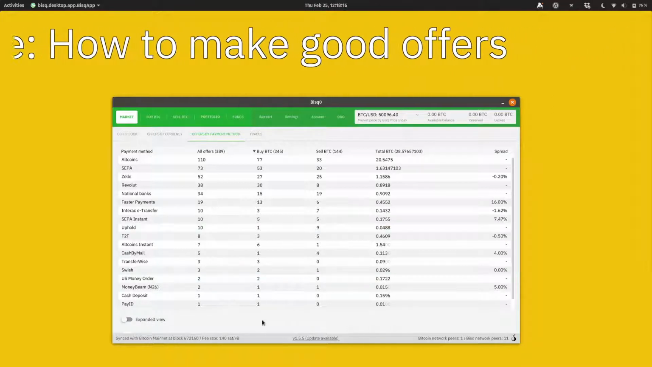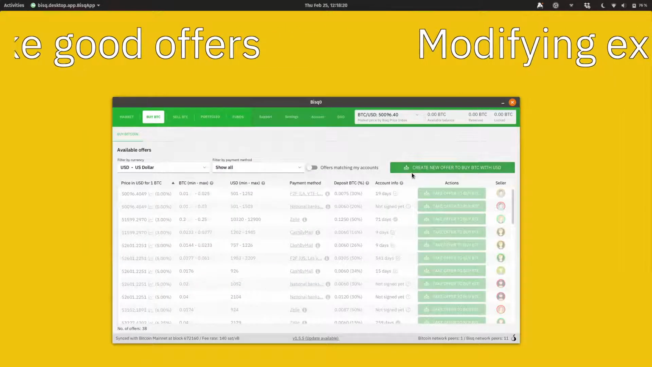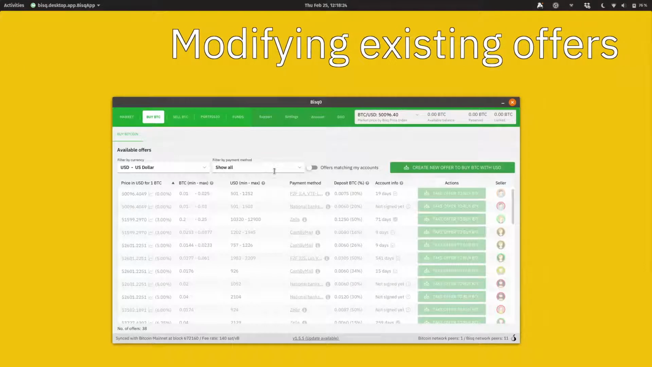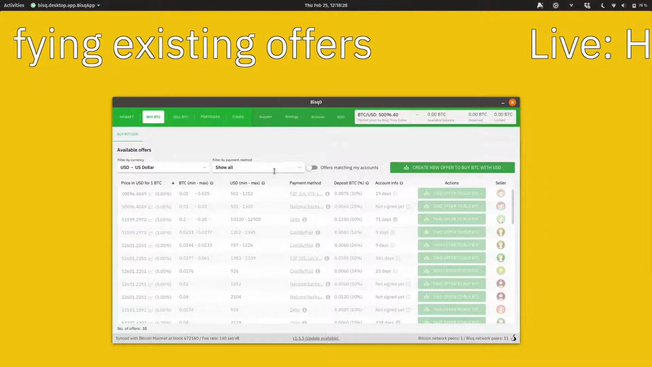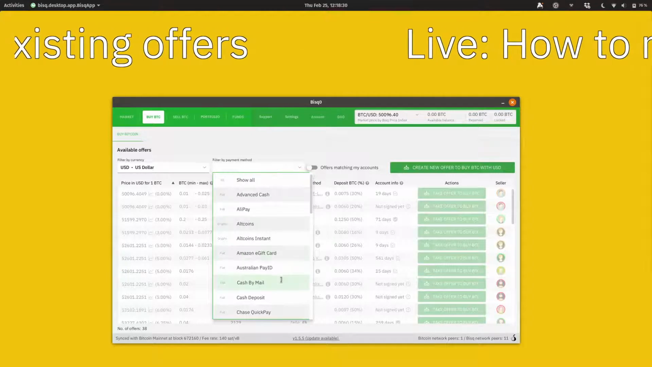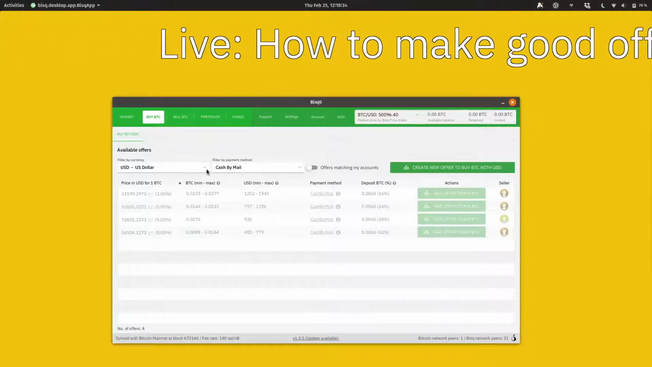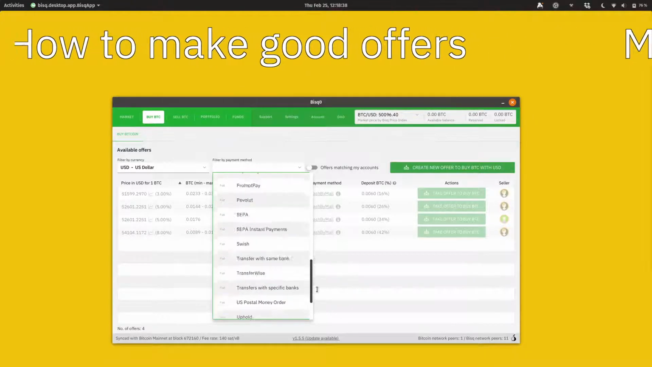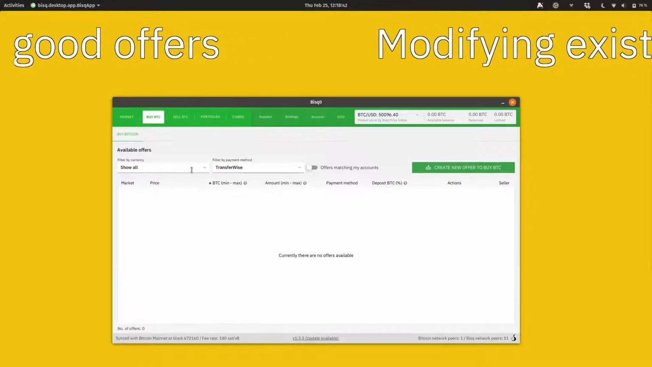So you can check this table. Another thing you can do is filter the offer book by payment method. So if you wanted to see cash by mail offers in a particular market, you could do that. Or for some multi-market payment methods, like for example TransferWise, you can show all.